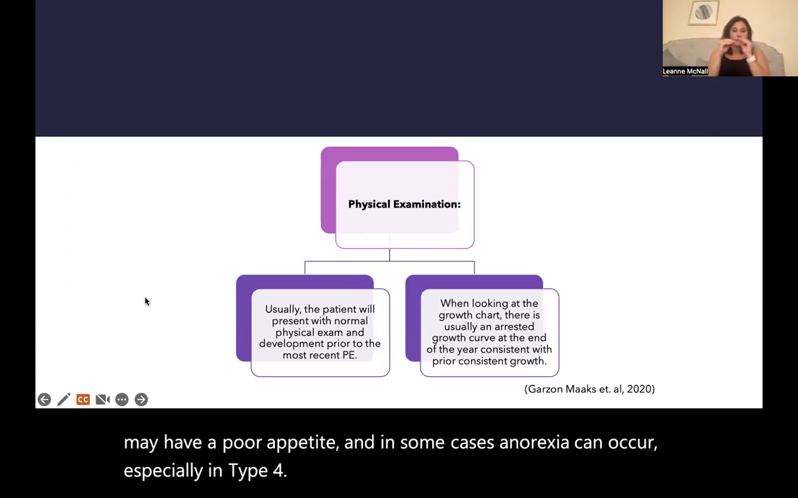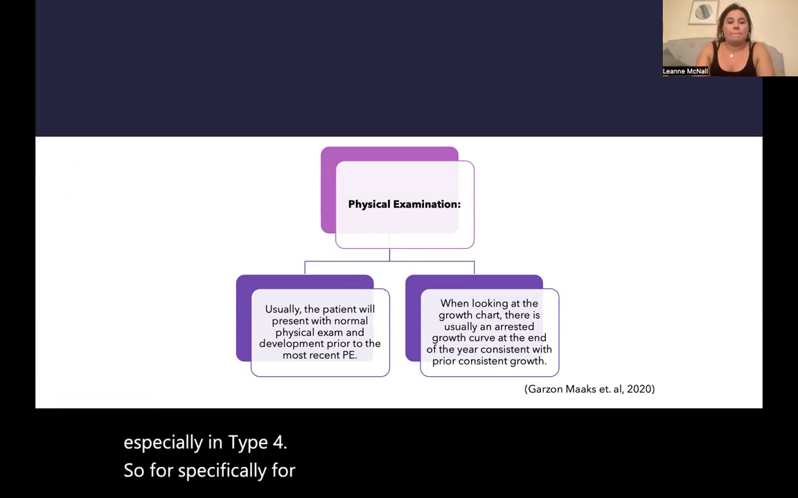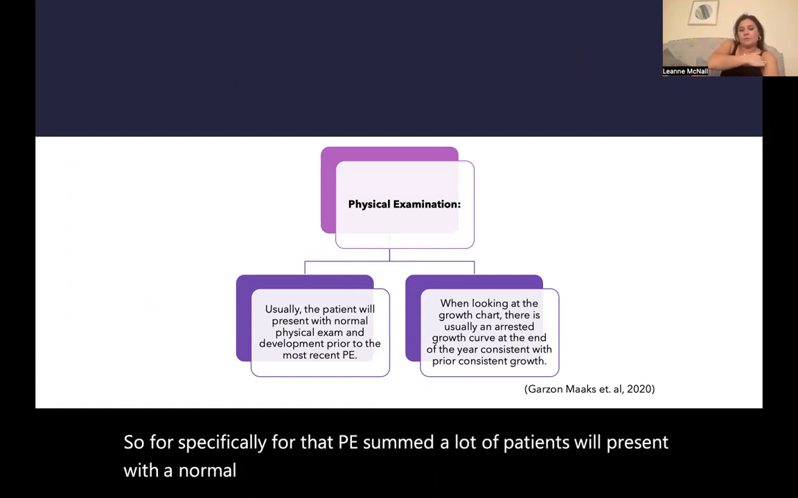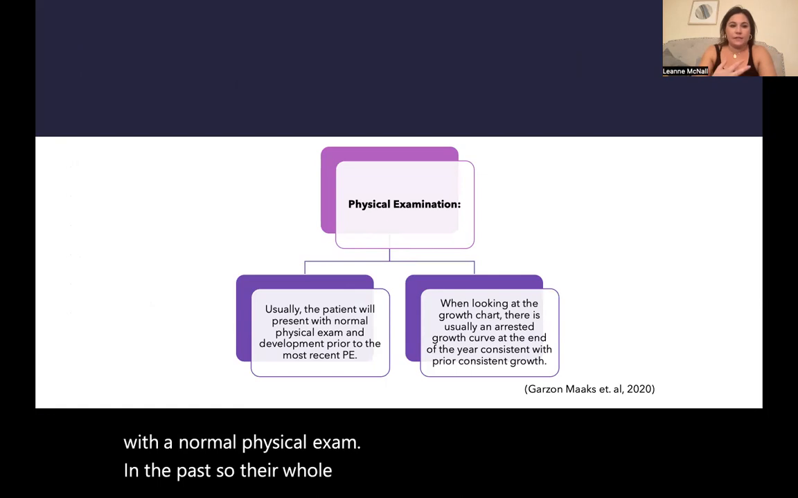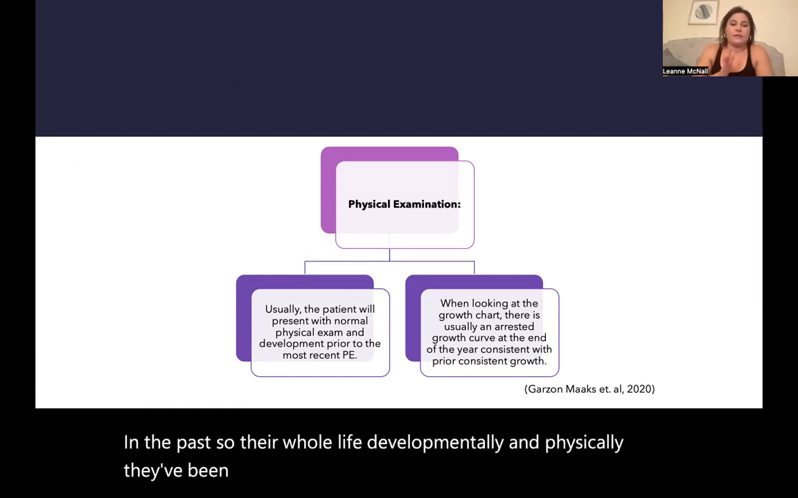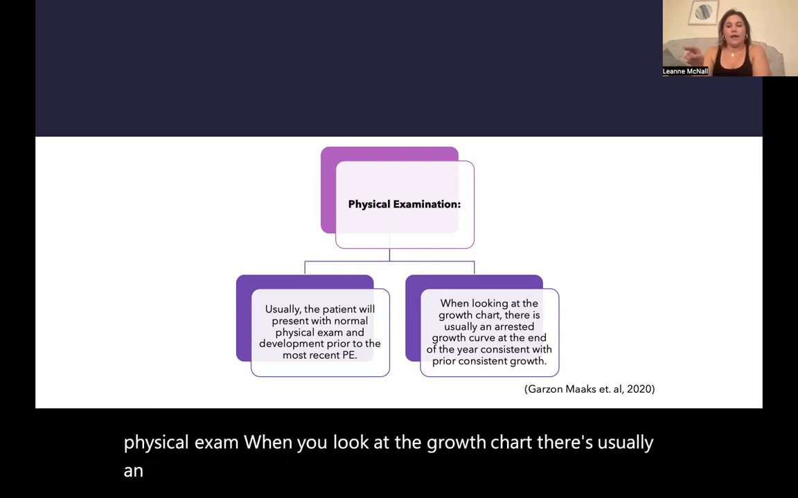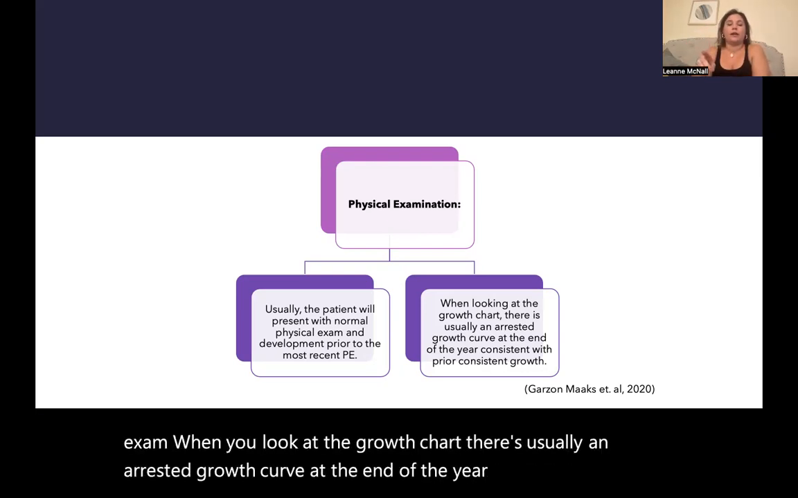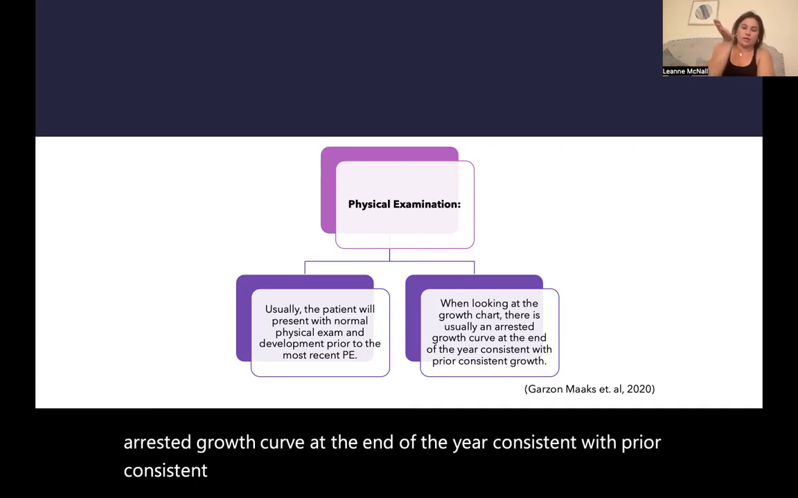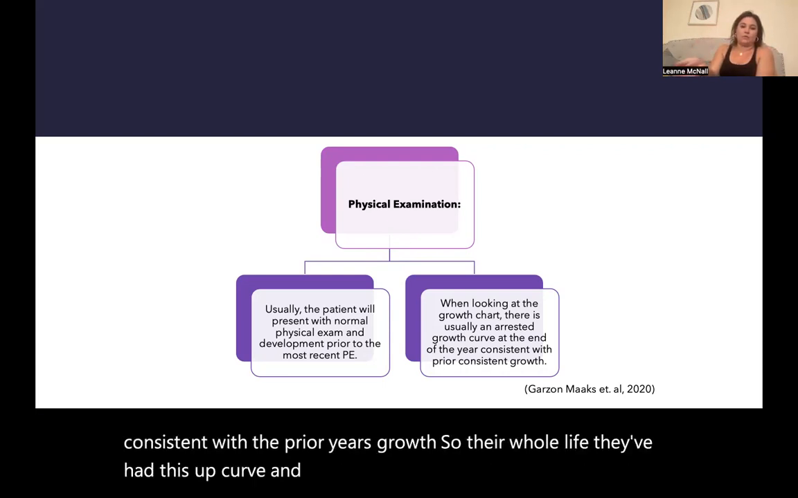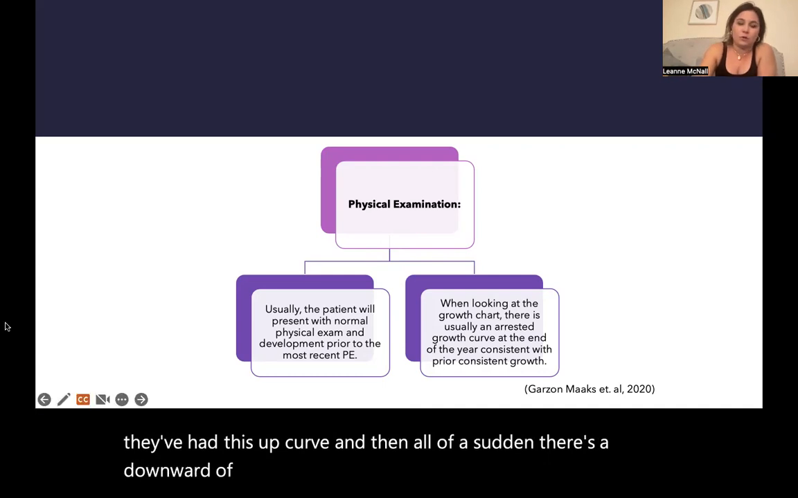Okay, so specifically for the PE, a lot of patients will present with a normal physical exam in the past. So their whole life, developmentally and physically, they've been fine. And then there is a slight change in their physical exam. When you look at the growth chart, there's usually an arrested growth curve at the end of the year, compared with the prior year's growth. So their whole life they've had this upward curve, and then all of a sudden there's a downward, arrested growth, which is abnormal.